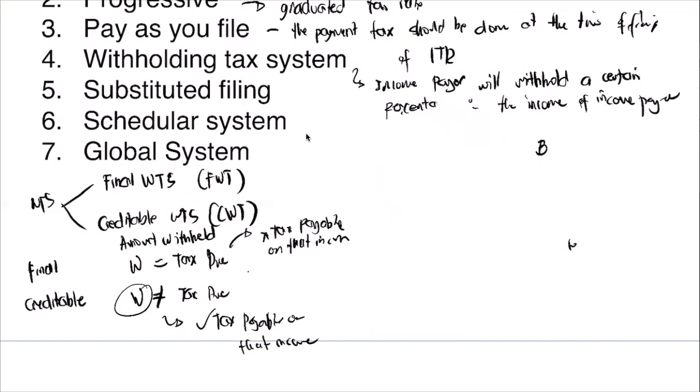Okay, as to the subject. So what is the subject of final withholding tax? Only certain passive income. Only certain passive income. Sir, what do we mean by certain passive income, or what do we mean by passive income itself?